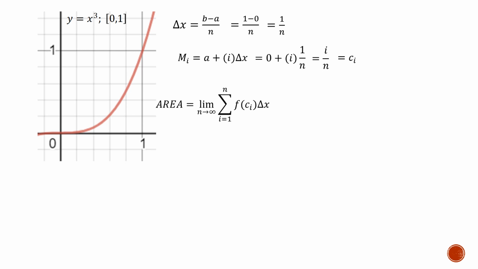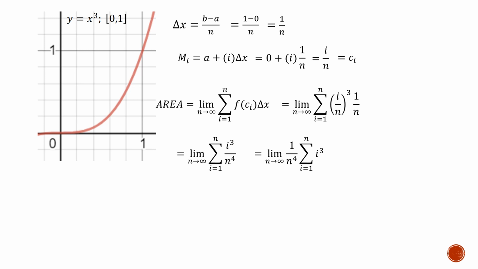I'm going to take this I over n and replace it into my function y is equal to x cubed to evaluate. So it's I over n cubed times delta x, and delta x we found to be 1 over n. Now we have to simplify this, using a little bit of algebra, and this is what we obtain: the sum as I goes from 1 to n of I cubed over n to the power of 4.